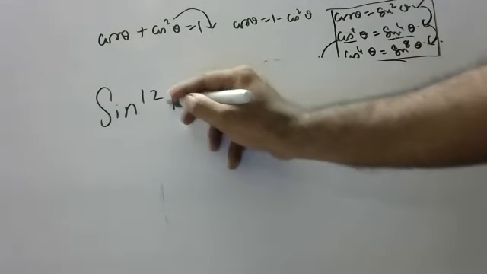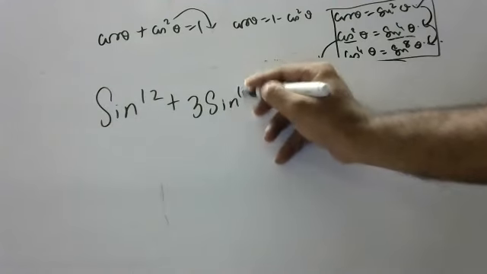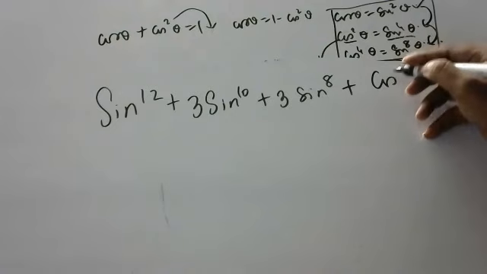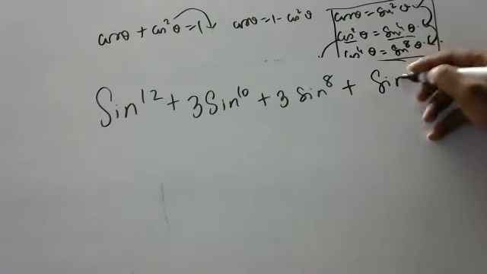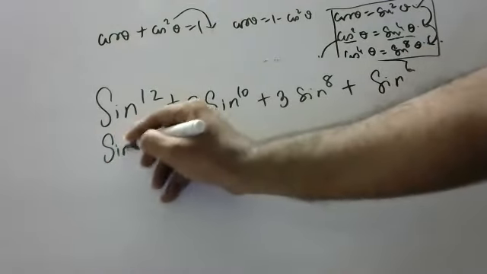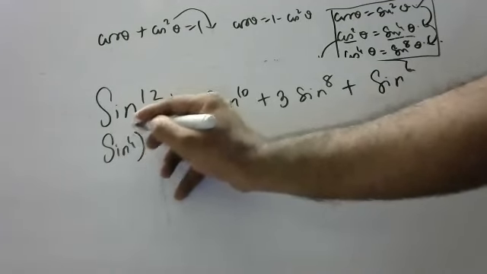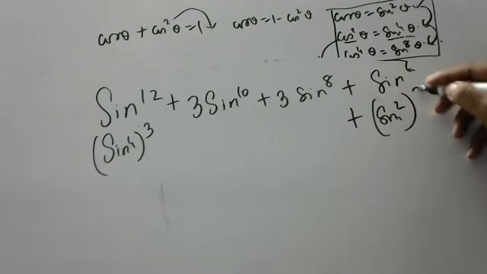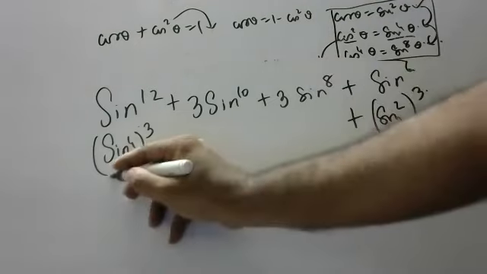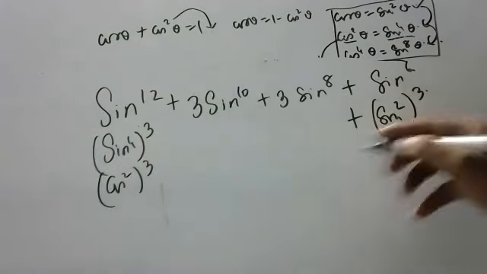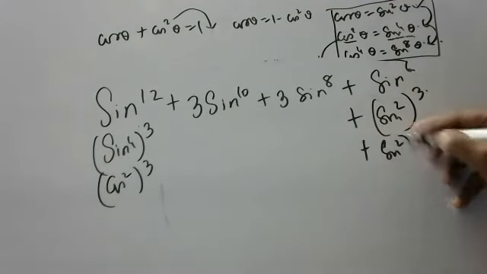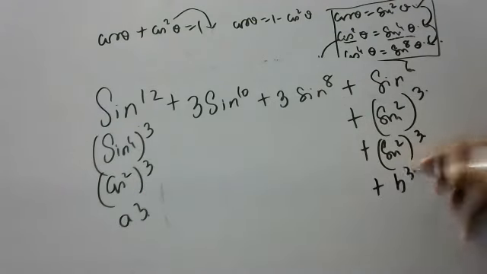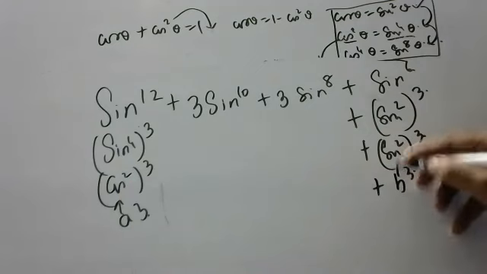Sin 12 plus 3 sin 10 plus 3 sin 8 plus sin 6. This is sin 4 whole 3. This is sin square whole 3. Sin 4 is cos square. Cos square whole 3. Sin square is sin square only we put. Okay, sin square whole 3. This is a cube and this is b cube. Okay, a is cos square, b is sin square.